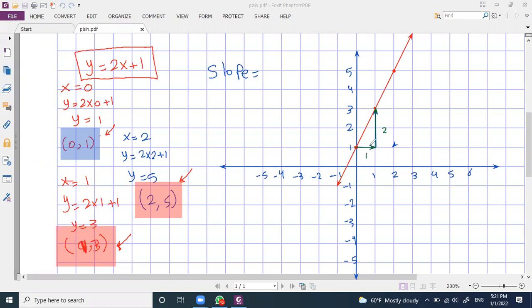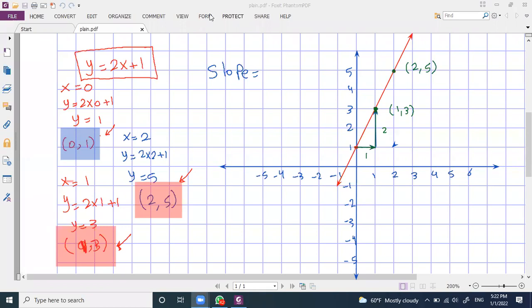But actually, we don't follow this way in finding the slope. We take any 2 points on the line, like this point 1 and 3, and this point 2 and 5.